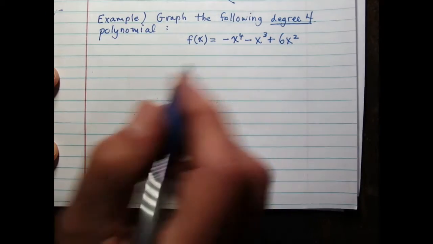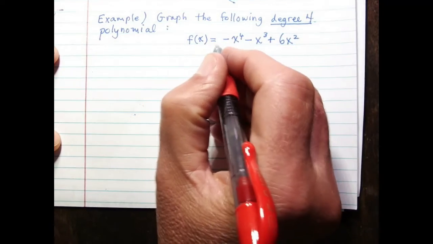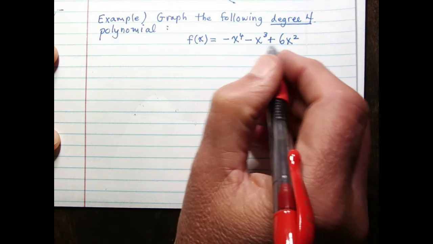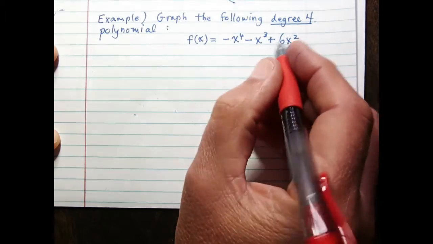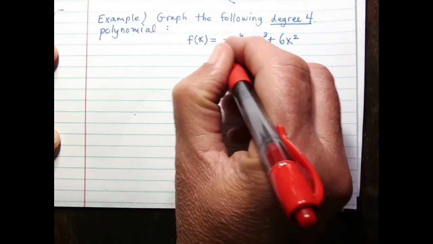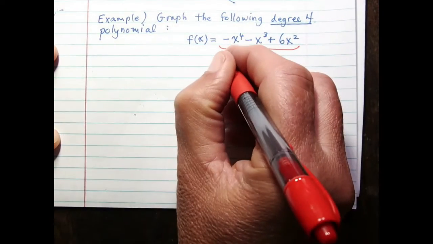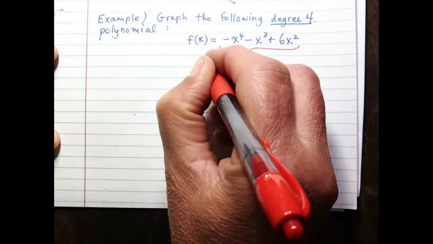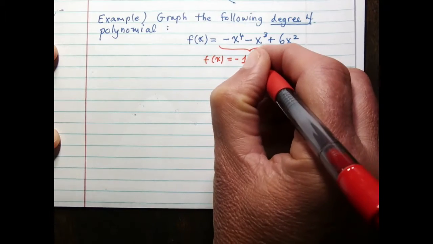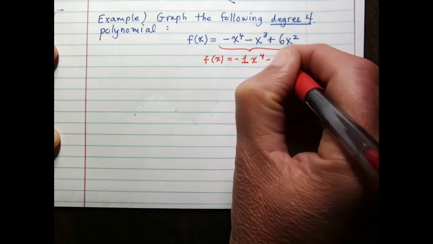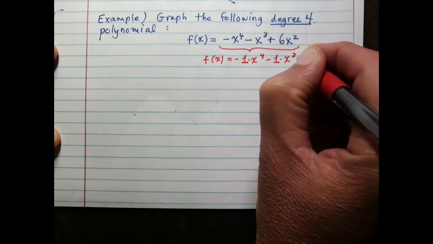So we're going to graph this polynomial, f of x equals minus x to the fourth minus x cubed plus 6x squared. Sometimes these minus signs are a little bit tricky for folks, so just make sure you're aware that when you see an expression written in this way, you can always think of it as f of x equals negative 1 times x to the fourth minus 1 times x cubed, put times in there, plus 6x squared.